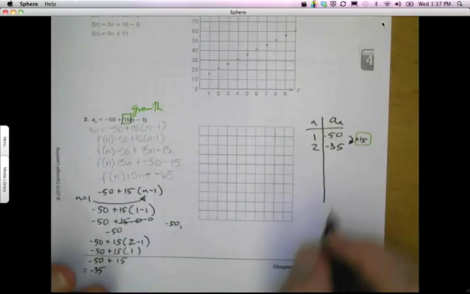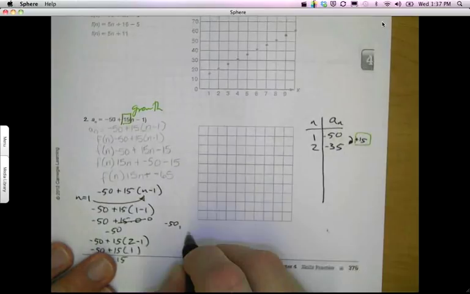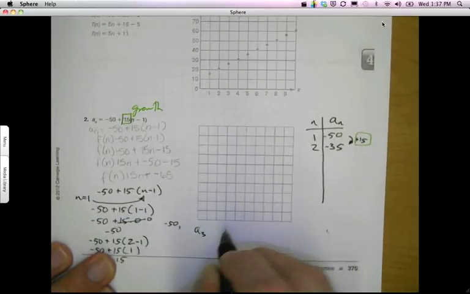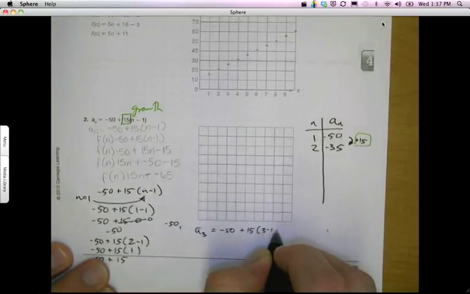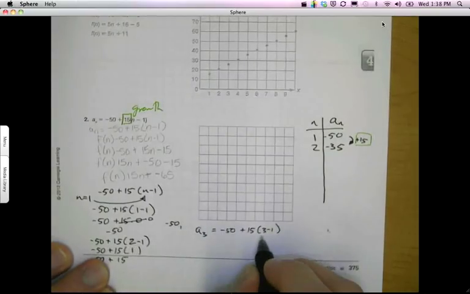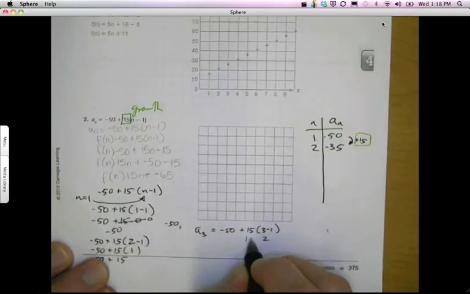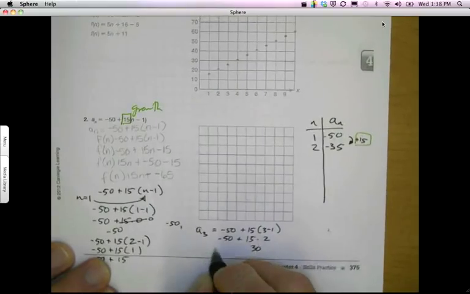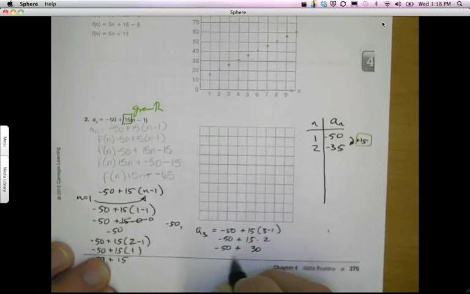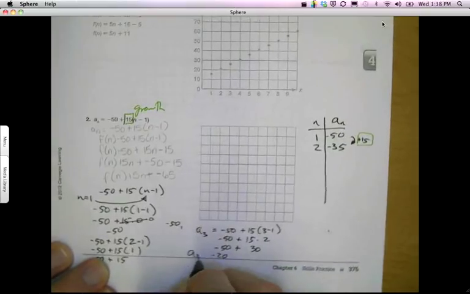So if I keep on going, I could do it again for the third one. I'll say a sub 3 is equal to negative 50 plus 15 times 3 minus 1. So 3 minus 1 is how much? 2. So 15 times 2. What is 15 times 2? 30. So it becomes negative 50 plus 30. And what's negative 50 plus 30? Negative 20. So a sub 3 is equal to negative 20.